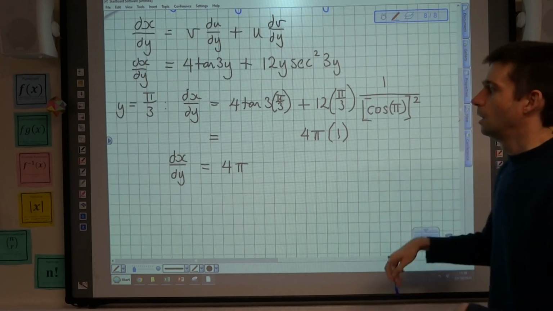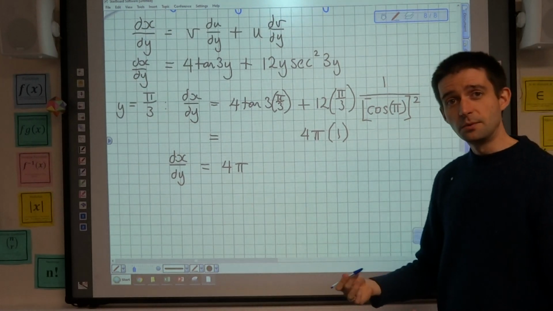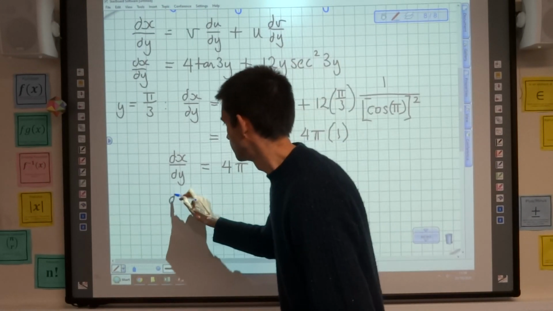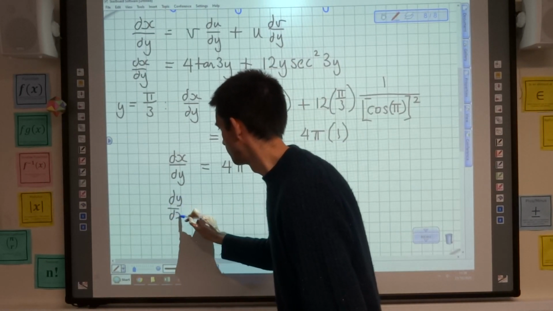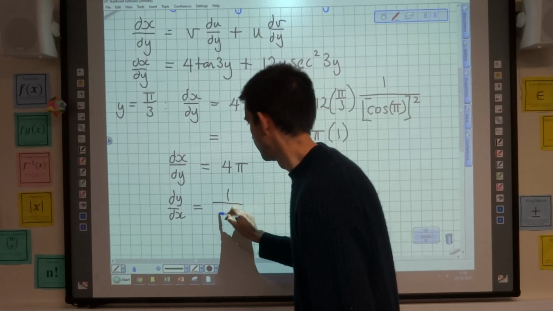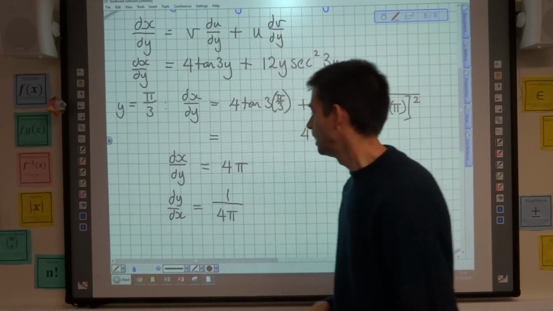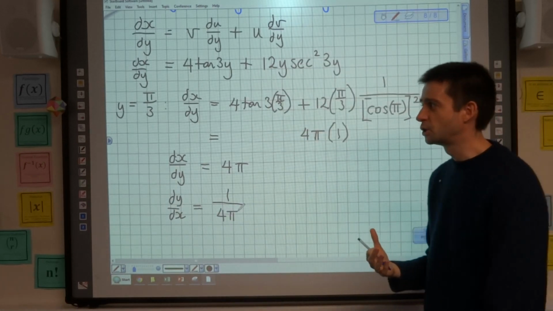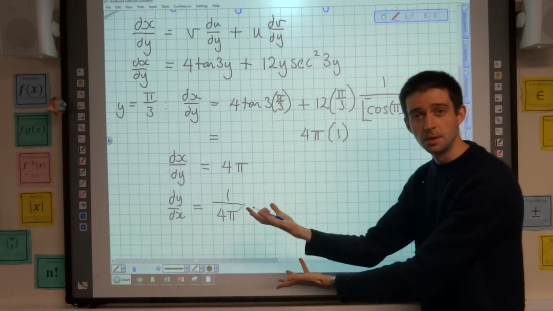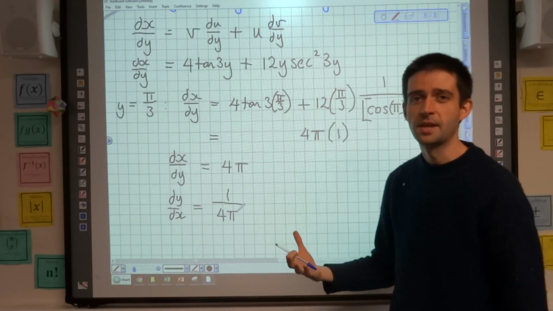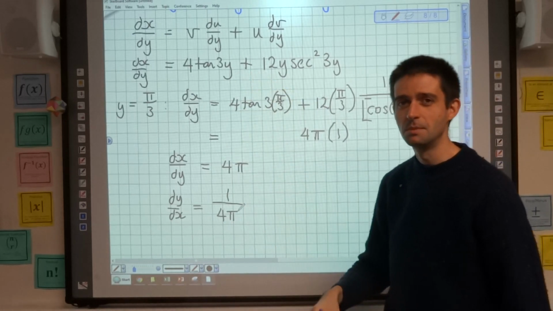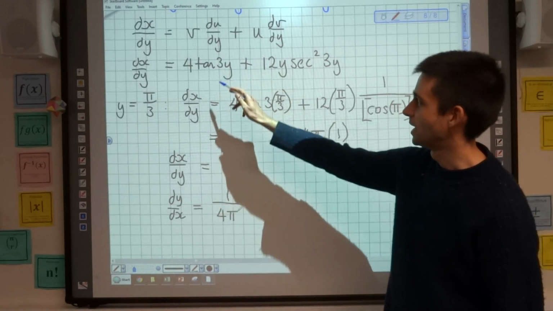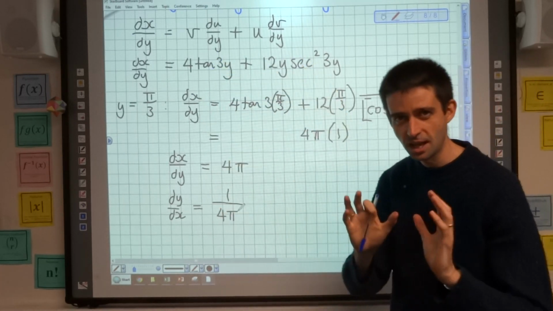The gradient of the tangent is the value of dy/dx at the point, so dy/dx at this point is going to be 1 over 4 pi. And hopefully what you could see is it was so much easier to substitute in the value and flip the number than it would have been to try to flip that function, particularly with that plus in the middle. It wouldn't have just been a case of saying 1 over this plus 1 over this. That is hideous, illegal maths.